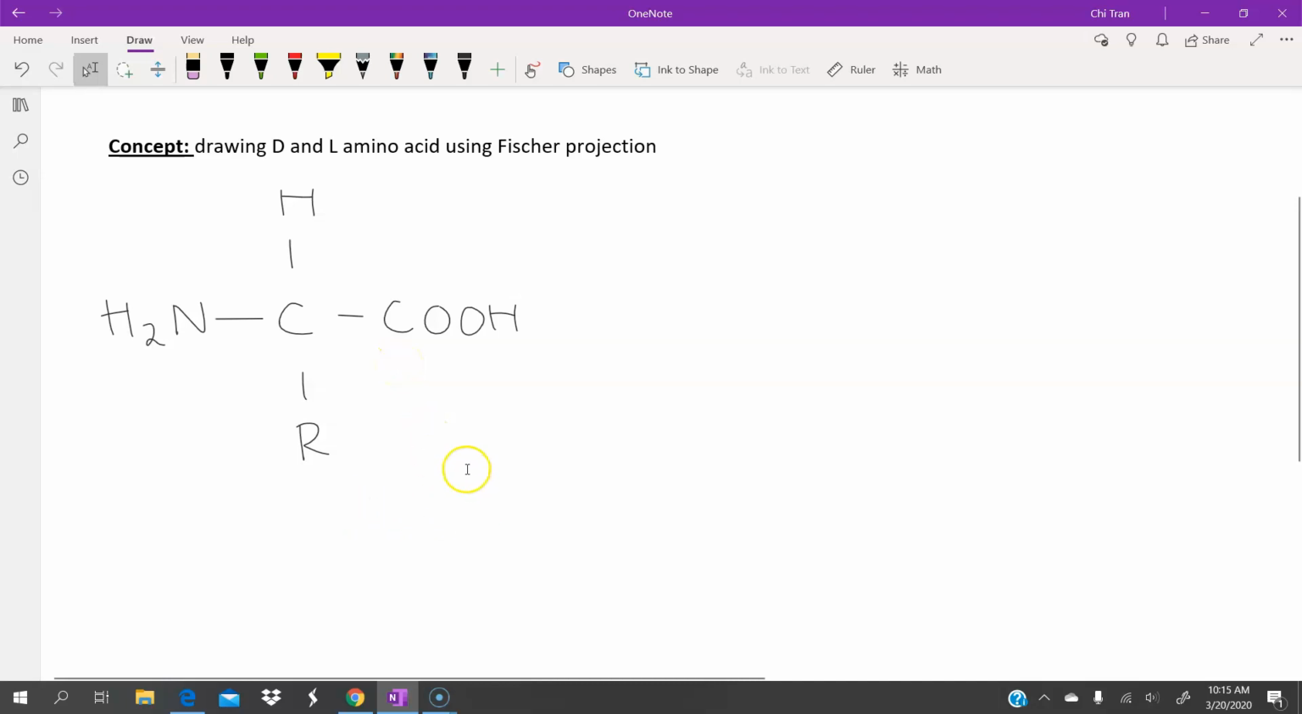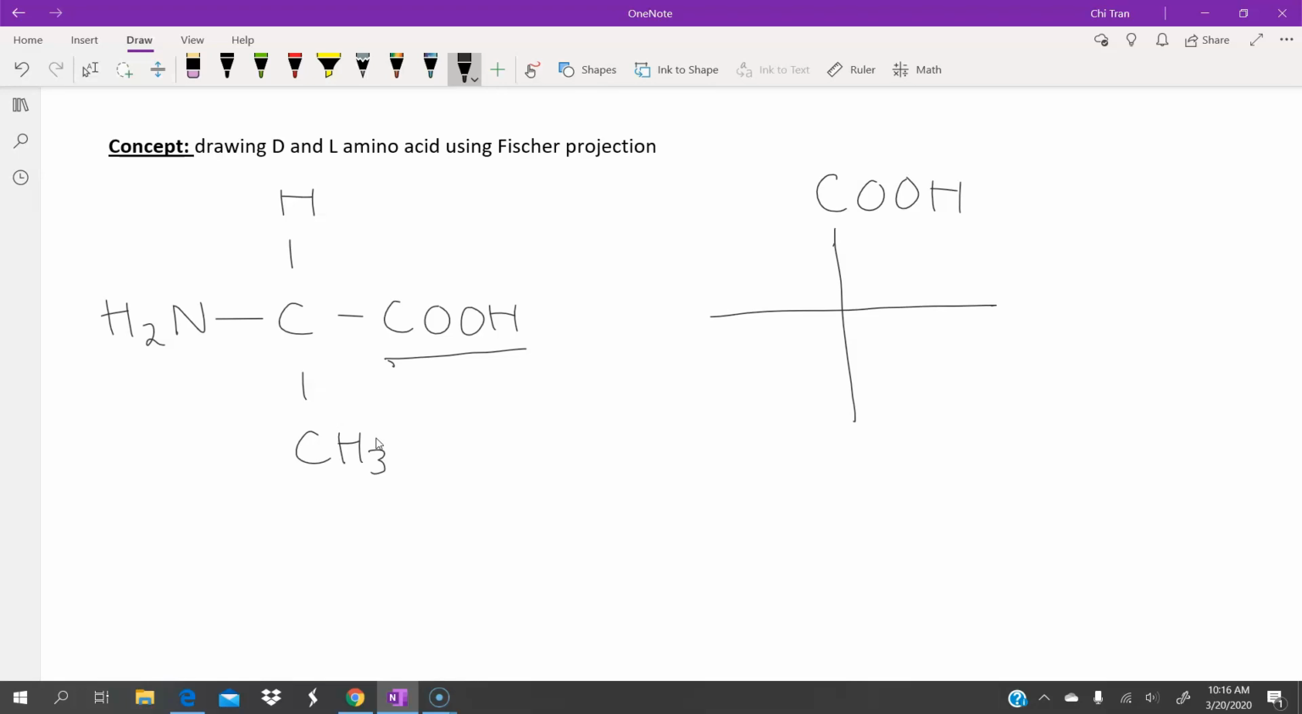So let's use an example of alanine, and in place of R, it is CH3. And so how we would draw that in a Fischer projection is first we need to determine the group with the highest priority. In this case, it's our functional group, which is the carboxyl group. So we would place that on the very top, and then we won't write carbon with a C, but we only represent it with a cross using lines.